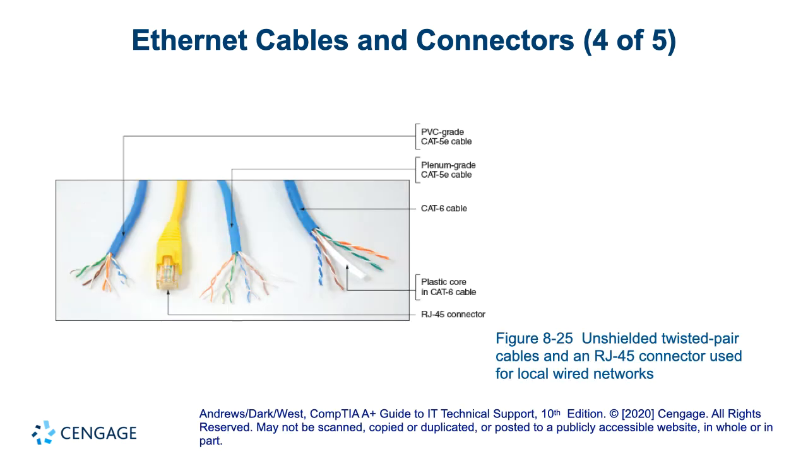This graphic depicts Cat5e and Cat6 cables. Cat6 is the one on the far right, and you can see the plastic core in the center that helps eliminate crosstalk and keeps the wires separated. The cables are terminated with an RJ45 connector at each end. Many times the cables will be called Ethernet cables or RJ45 cables.